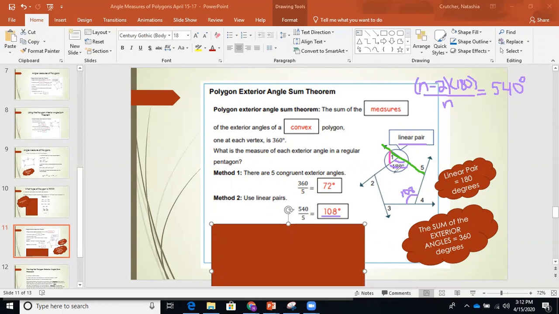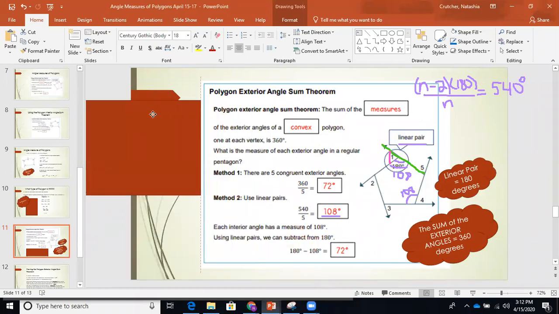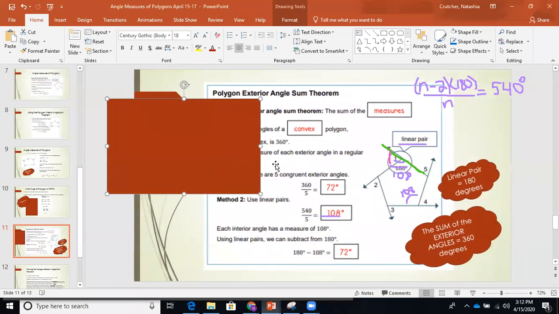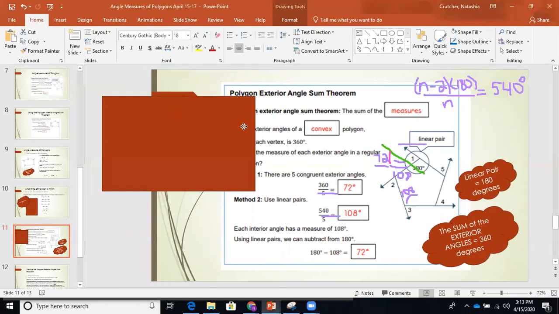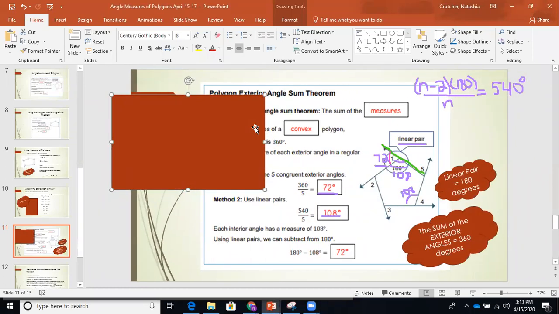So if we know that this angle here is 108 degrees, we can figure out angle 1 through subtraction. Each interior angle has a measure of 108, so using linear pairs, we can subtract. 180 minus 108 tells us that this exterior angle here is 72 degrees, which we knew from our first method. So 2 different ways to go about that. I personally think that the first method is way easier, but it's up to you which one you would like to use.